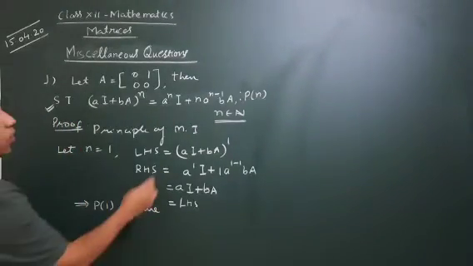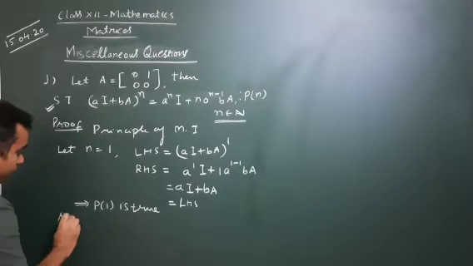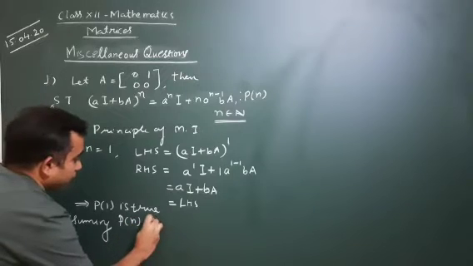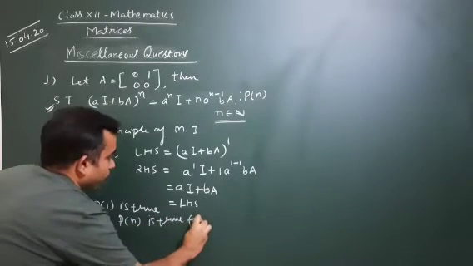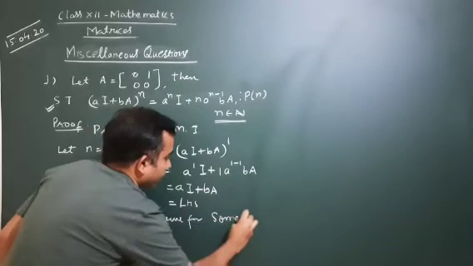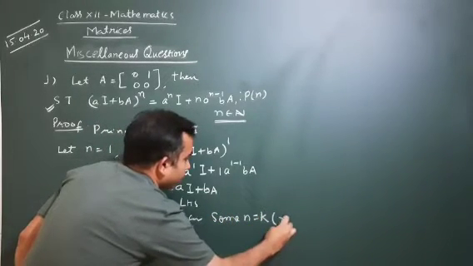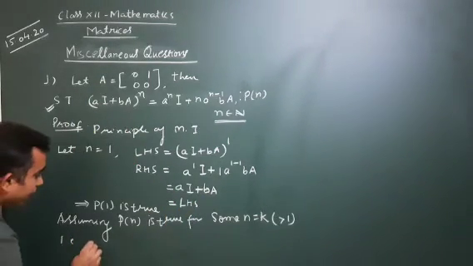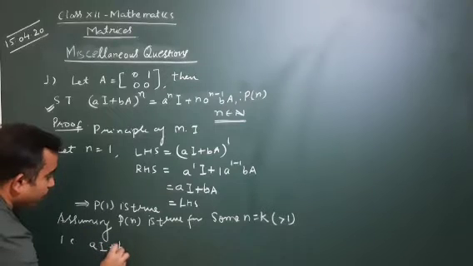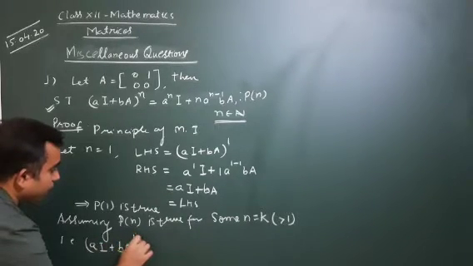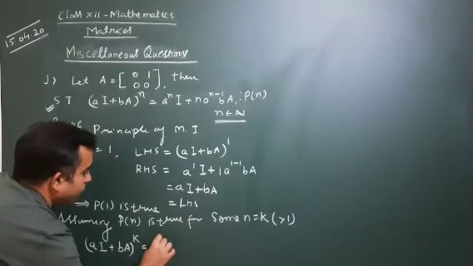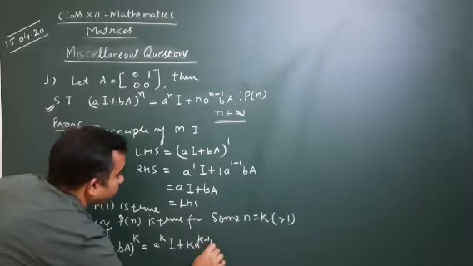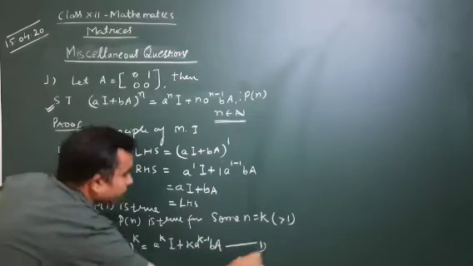Right, now let us assume P(n) is true for some n equal to k bigger than 1. For 1 we have already proved. That is, let's replace n by k, and then it will be (aI + bA)^k = a^k I + k a^(k-1) bA. Let it be equation 1.